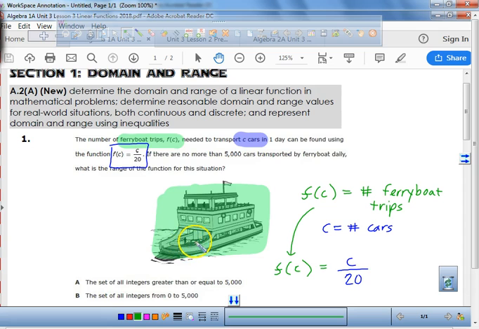I know it's kind of hard to count. You can't really see them all. There's a car there. But there's a total of 20 cars per trip.